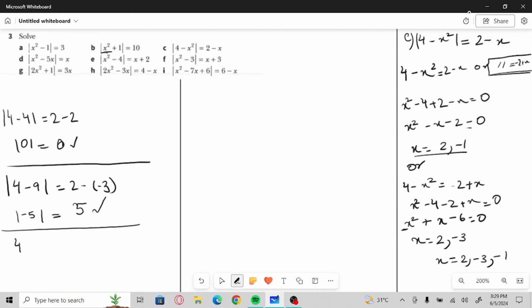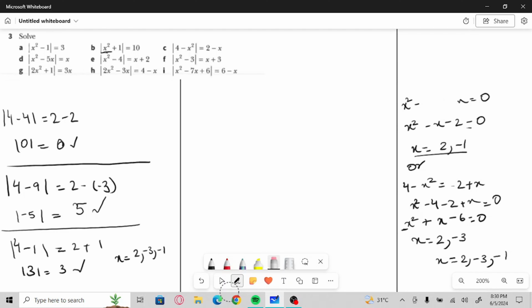And -1. So the modulus of 4 minus 1 should be equal to 2 minus -1, so 2 plus 1, because it's -1. So 4 minus 1 is 3, in a modulus is equal to 3, and that is correct. So we have three values of x, which are 2, -3 and -1. Okay, let me erase this part C so that we can proceed. And that's it.